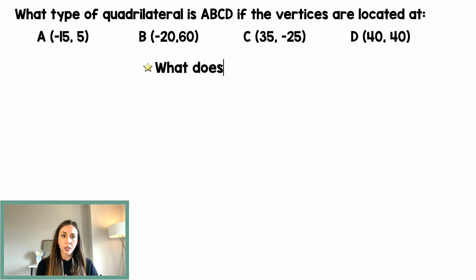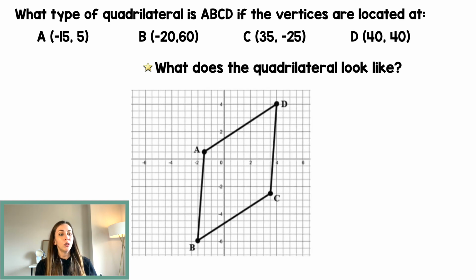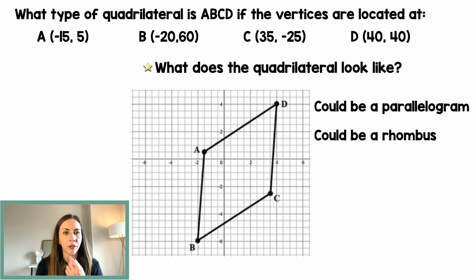Going to that first question, what does the quadrilateral look like? You can use a piece of graph paper or you can use an online graphing tool to take these points and plot them. ABCD looks like this. Start to think to yourself, what shape could this be? As I'm looking at this, I think it could maybe be a parallelogram, or it could possibly be a rhombus. It does not look like a square or a rectangle or a kite. I guess it's possible that it's a kite, but to me it looks like a parallelogram or a rhombus.